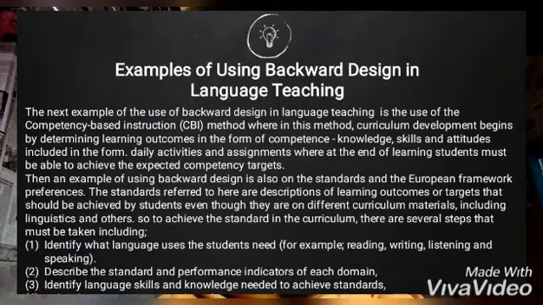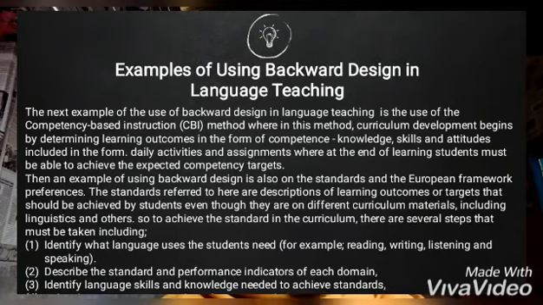Then, an example of using backward design is also in the standards and the European framework preferences. The standards referred to here are descriptions of learning outcomes or targets that should be achieved by students even though they are in different curriculum materials, including linguistics and others.